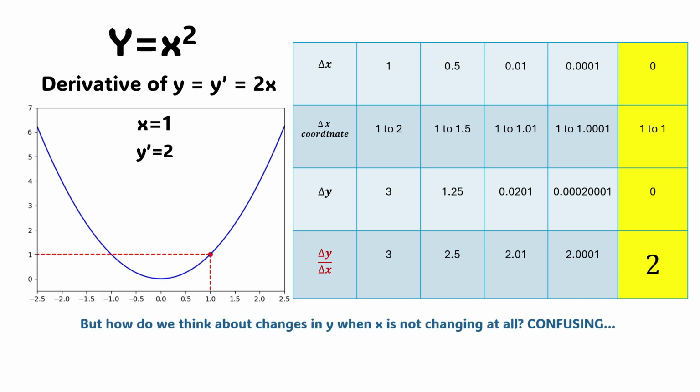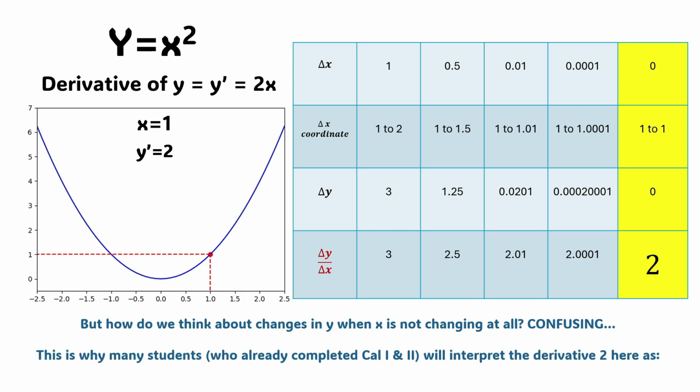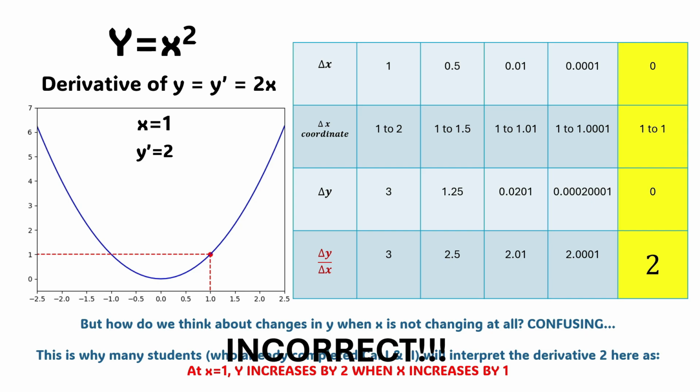But now at this point, some of you may be wondering, how do we think about changes in y when x is not changing at all? It's a bit confusing, right? Like I said, the math actually works out, but the intuition can be a bit tricky. This is one of the reasons why many students who already completed Calculus 1 and 2 will interpret the derivative 2 here by saying something like, At x equals 1, y increases by 2 when x increases by 1. This interpretation is absolutely incorrect. When x increases by 1, y increases by 3, not 2.